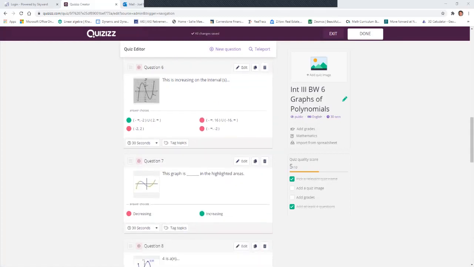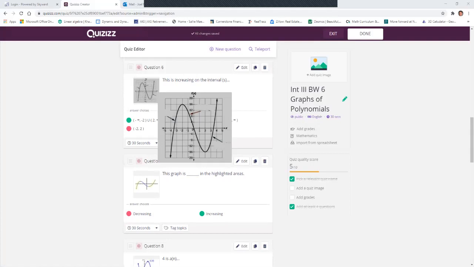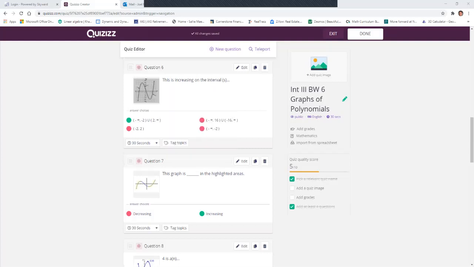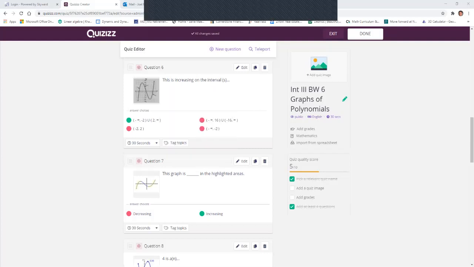Number 6. If we look at this one, the question is, on what intervals is this function increasing? Well, this function is increasing on 2 intervals. It's increasing on the left side, and then also it's increasing on the far right side. And I'm going to trace this, and hopefully you can see it.